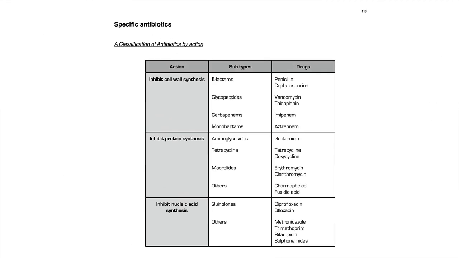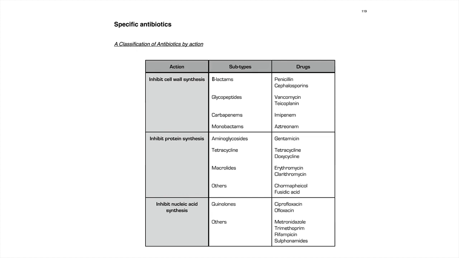Okay, so the first thing is, let's talk about classification of antibiotics by what they actually do. Now, antibiotics primarily have three broad actions. They can inhibit cell wall synthesis, they can inhibit protein synthesis, and they can inhibit nucleic acid synthesis.